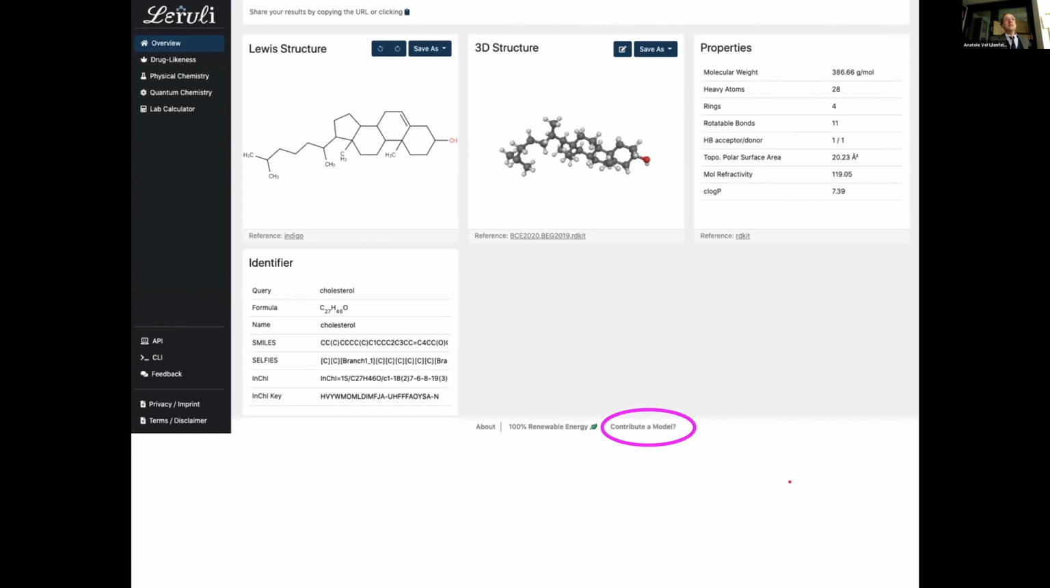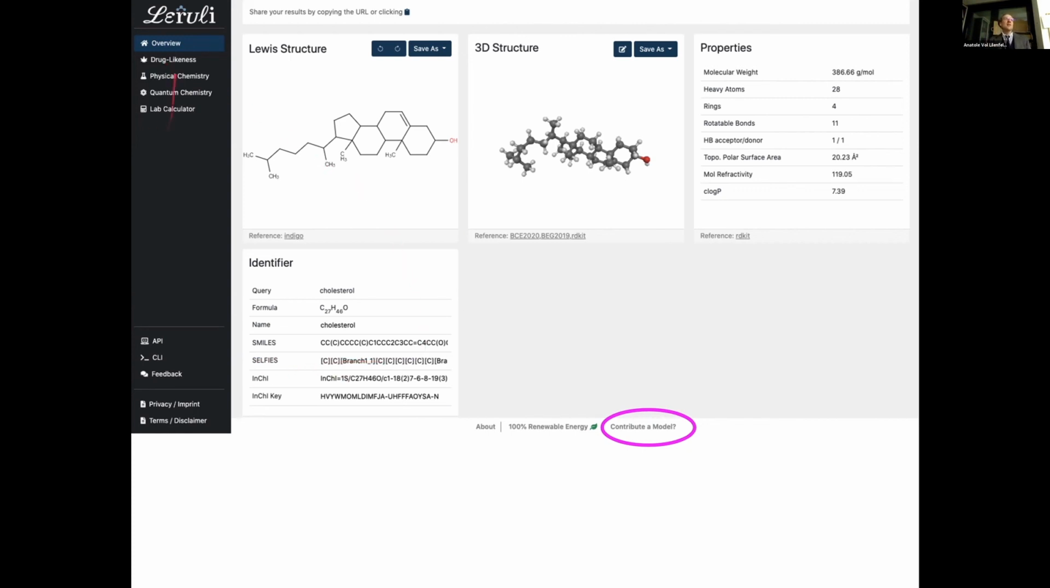If you then hit enter, you will find the 3D structure, which you can save, take a picture of, or also modify. With this button here, you will find all the names of the compounds. Just today, we had an update on Leroli, so the SELFIES string is now explainable in Leroli. So if you want to look at what exactly SELFIES do, you can interactively look at more here.